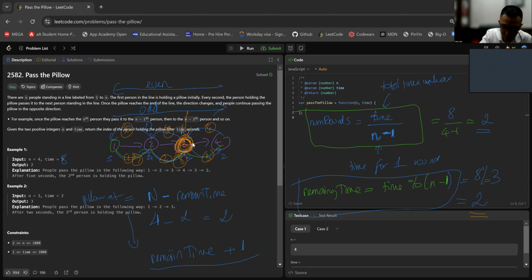I think I flipped the logic here. If we are going from left to right, then it should be even. Sorry, it should be even, and the other should be odd. We're starting out from zero rounds. So if we're going from left to right, it should be even. If we're going from right to left, it should be odd. But anyway, the logic stays the same.